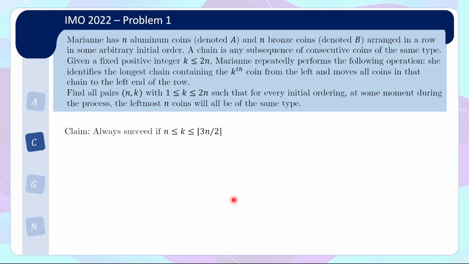Now, what we will prove now is that for the other values of k, namely for k between n and ceiling of 3n over 2 inclusive, you will actually be able to succeed regardless of the initial ordering. To do this properly, we will induct on the number of blocks. By blocks, I mean a whole chain of A, and then if it switches after that to B, the next whole chain of B is considered a block, and so on.